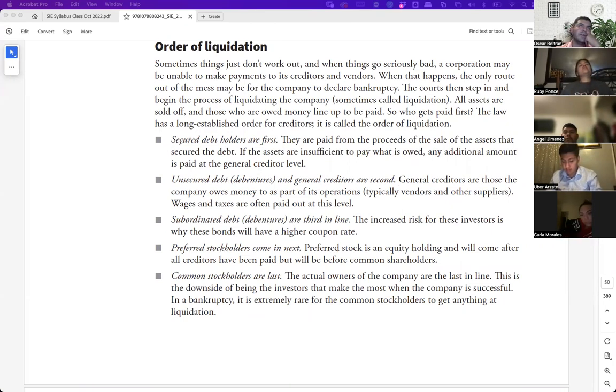So first, secured debt holders are first. They are paid from the proceeds of the sale of the assets that secured the debt. So what is considered an asset? Things you own. Yep, things you own. It could be real estate, it could be machinery, whatever it is. If the assets are insufficient to pay what is owed, any additional amount is paid at the general creditor level. Unsecured debt and general creditors are second.